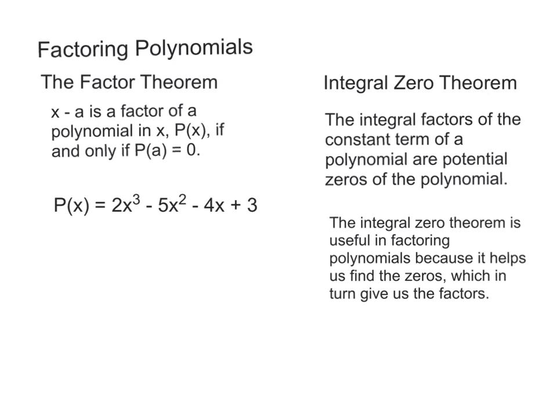That's the factor theorem. The integral zero theorem says the integral factors of the constant term of a polynomial are potential zeros of the polynomial. In this example here, what's the constant term? 3. So possible potential zeros, which is the a value, are factors of 3. That's what the integral zero theorem says. It is useful in factoring polynomials because it helps us find the zeros, which in turn gives us the factors.